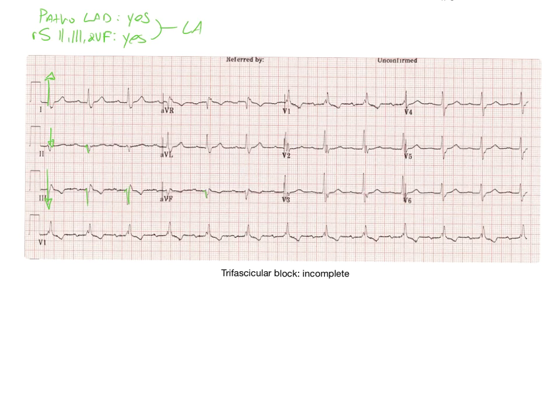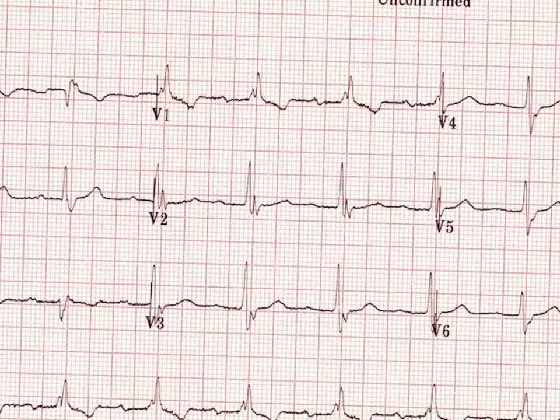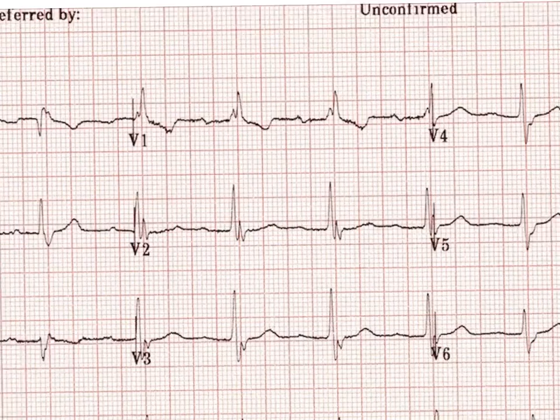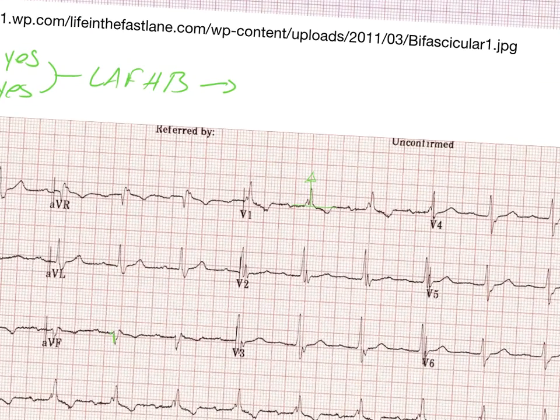So what does that give us at this point? Left anterior fascicular block. Okay, so we know that the left anterior fascicle is blocked. Let's keep asking questions. What's the next question we ask? Is there a right bundle branch? Yes. You've got your little RSR prime there. It's wide. Let's turn signal that bad boy. It goes up. So that definitely gives us a right bundle branch block.